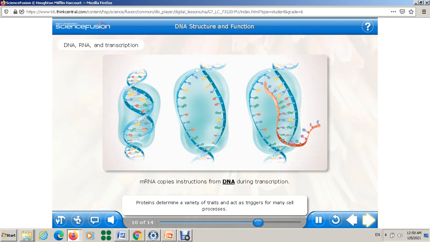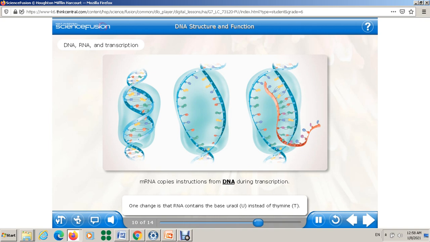Proteins determine a variety of traits and act as triggers for many cell processes. DNA provides the instructions for making proteins. But since DNA cannot leave the nucleus, it needs other molecules to actually build proteins. RNA, or ribonucleic acid, helps with the process of protein building. RNA is very similar to DNA with a few subtle changes.